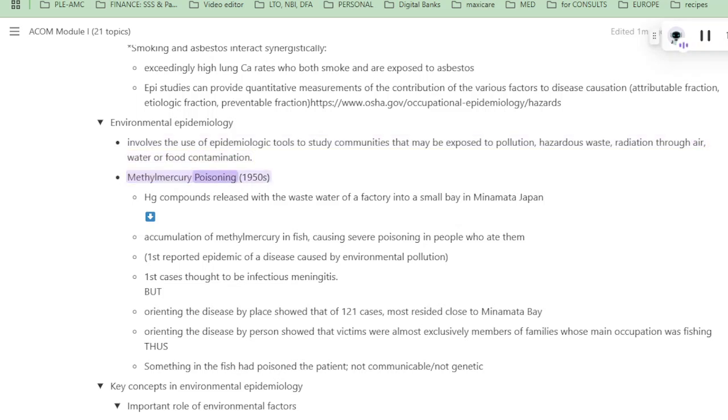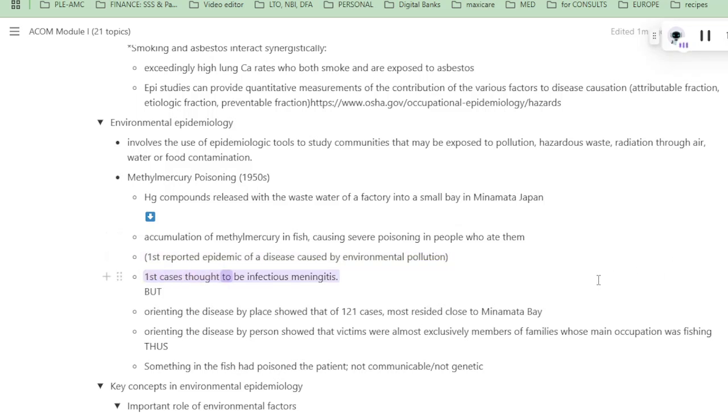Methyl mercury poisoning, 1950s. Mercury compounds were released with the wastewater of a factory into a small bay in Minamata, Japan. Accumulation of methyl mercury in fish caused severe poisoning in people who ate them. This was the first reported epidemic of a disease caused by environmental pollution.